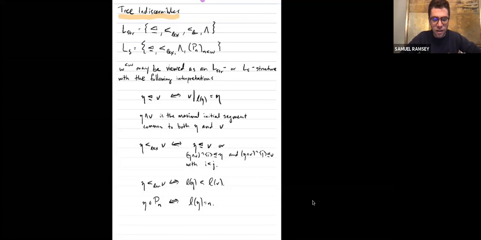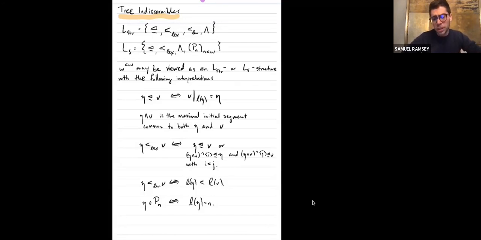Okay, and then the length order. It's not a partial order, I guess it's a pre-order on the elements. So the relation holds, eta is less in length than nu, just in case the length of eta is less than the length of nu. And the reason this is a pre-order and not a partial order is, of course, that two things can be at the same length without being equal. So you have an equivalence relation of saying neither eta is less in length than nu, nor nu is less in length than eta, i.e. they have the same length. That's an equivalence relation that identifies the levels.